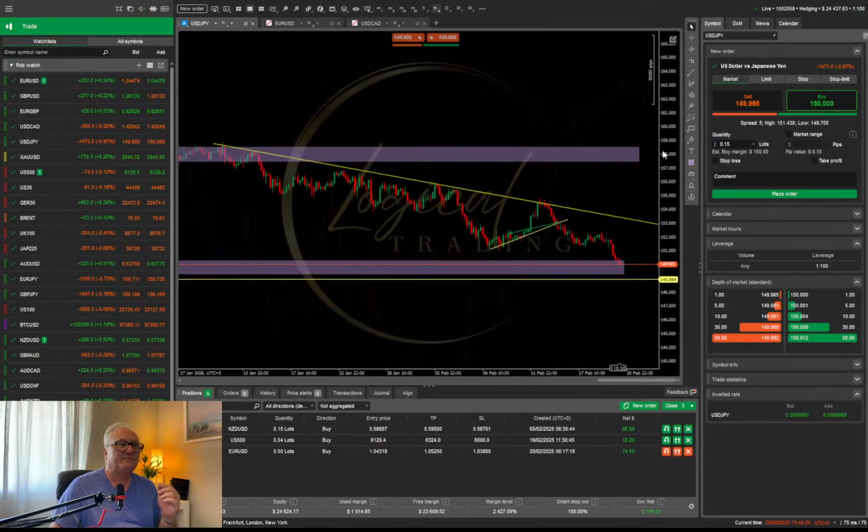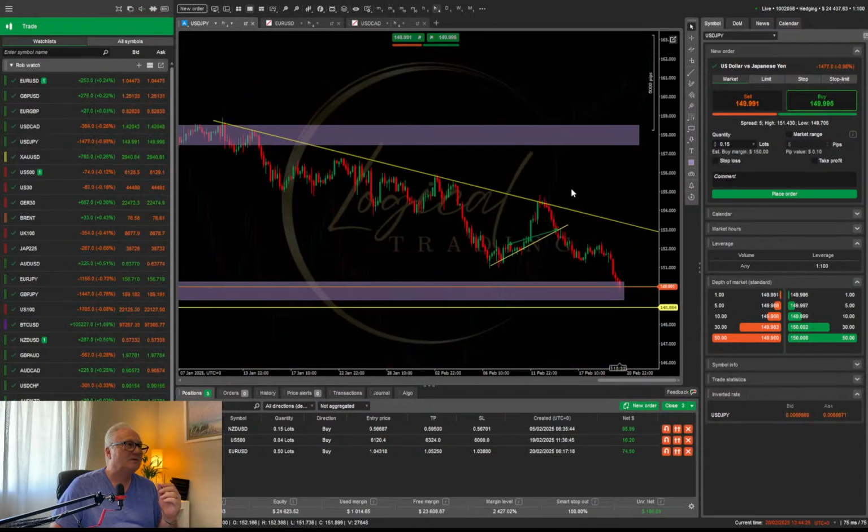Here you go. What's this? US dollar, Japanese yen. Big descending triangle. You just got to wait and see which side it resolves to. This will probably resolve to the downside.